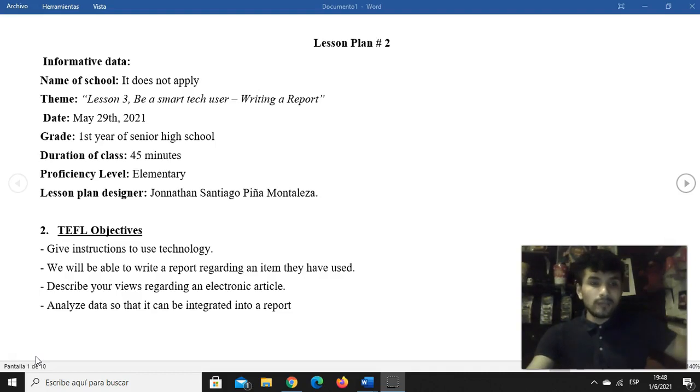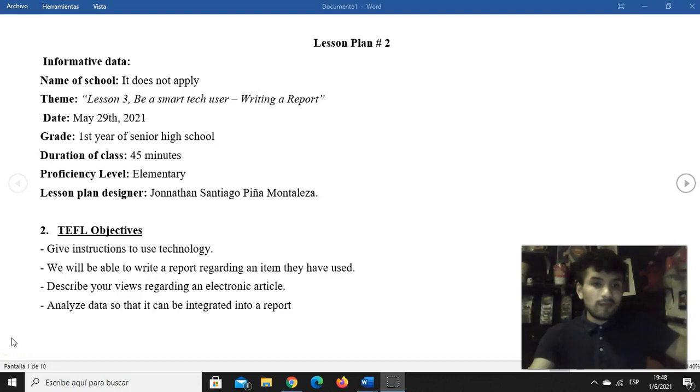The theme of this lesson plan is Lesson 3, Be a Smart Tech User, writing a report. The lesson plan is designed for the first year of senior high school. The duration of the class is 45 minutes. The proficiency level is elementary.